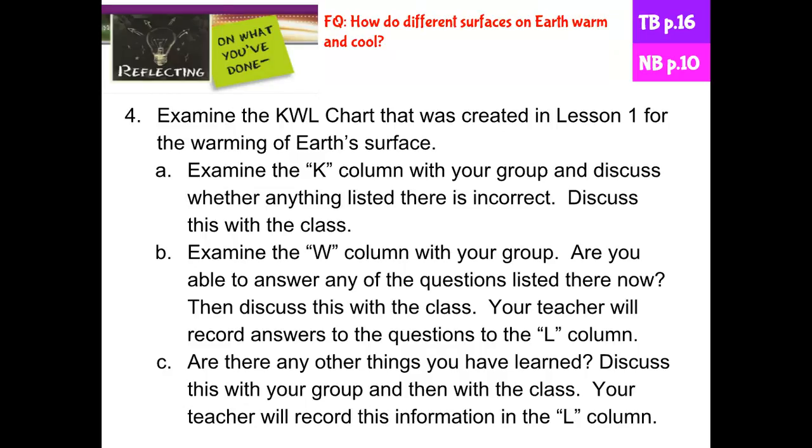You'd be updating your Ks. If there's anything incorrect, you can cross it out and correct it. Your Ws, maybe you can answer a few of those now. And then finally, what you've learned, you can make a giant list of that in the L column.